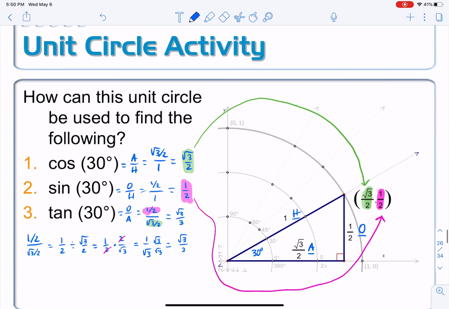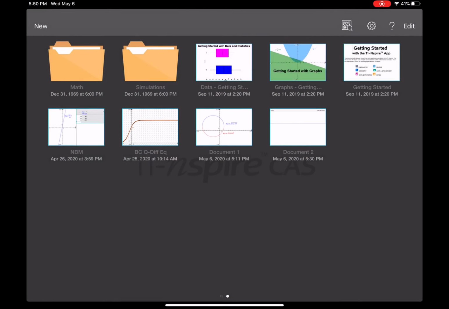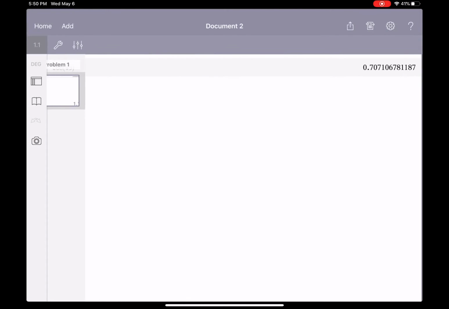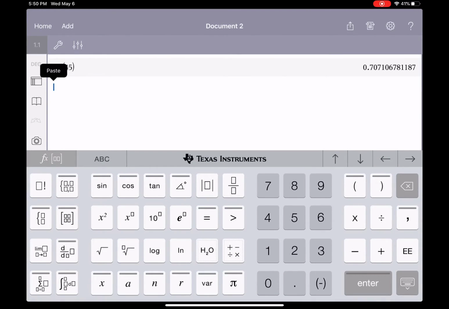Let's check these in the calculator. Again, these give us exact values. Square root of 3 over 2, 1/2, and the square root of 3 over 3 in the calculator. Let's go. Yeah. That was the cosine of 45. We're going to do that one next, but here, we had the cosine of 30 degrees. And let's hit enter on this one.